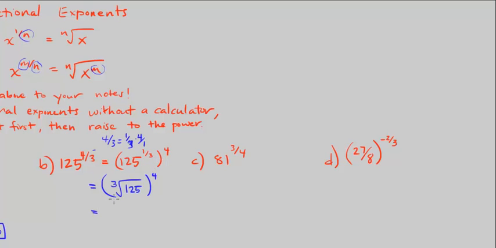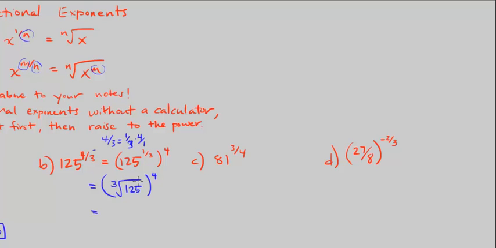What number do you multiply by itself 3 times to get 125? Well, we know that 4 times 4 times 4 is 64. And what about 5 times 5 times 5? Well, 5 times 5 is 25. 25 times 5 again is 125. So there we go. It's going to be 25 on the inside to the 4th power. And 25 to the 4th power is going to be some really big number. Let me write it down. Oops, I did this wrong.